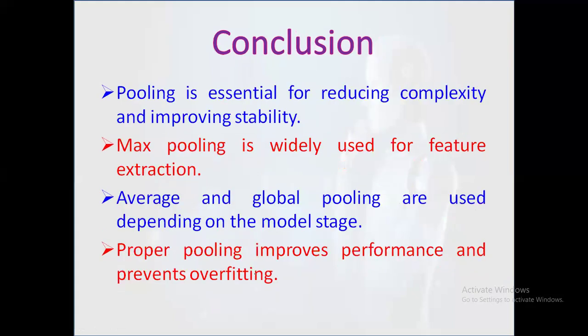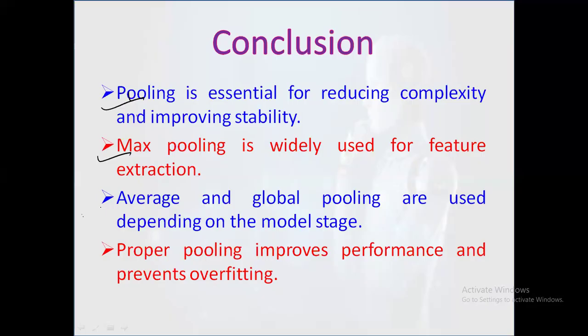So coming to the conclusion, pooling is a key operation in convolution neural networks that helps reduce feature map size, lower computational load, improve generalization, and provide robustness to small spatial variations. Maximum pooling preserves the strongest features. Average pooling smooths the generalized information, and global pooling simplifies the network before classification.